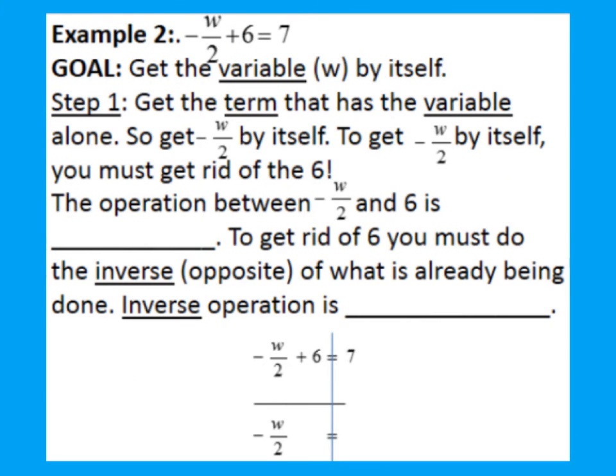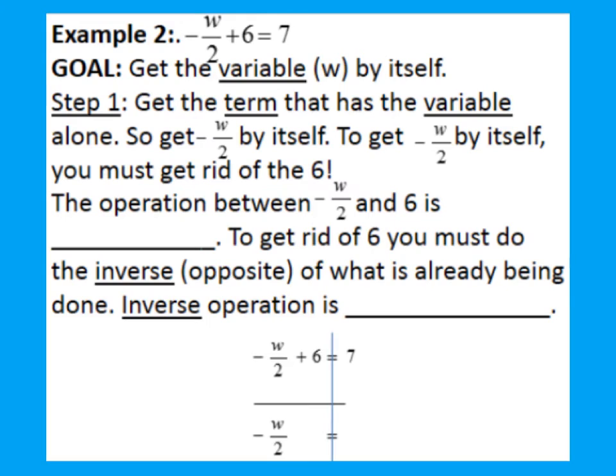Now let's look at example 2. We have a negative w over 2 plus 6 equals 7. Another way to read that is a negative w divided by 2 plus 6 equals 7. We have to get the variable w by itself. So, step 1, we have to get the term that has the variable alone. So, negative w divided by 2 by itself. To get a negative w divided by 2 by itself, you must get rid of the 6.